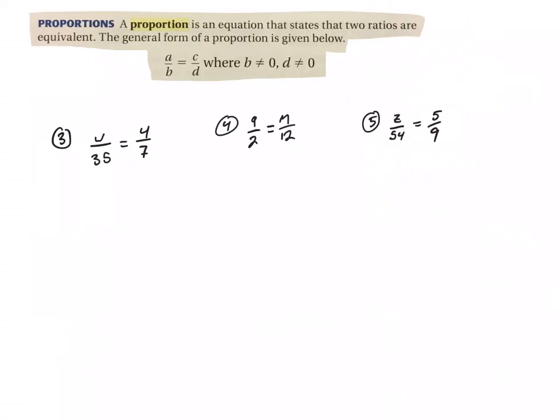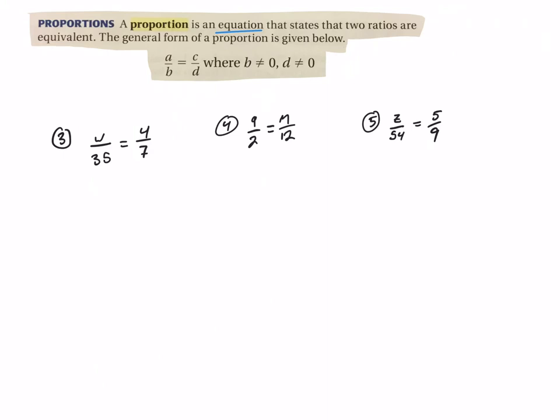Alright, so a proportion now is an equation that states that two ratios are equivalent. The general form of a proportion is a over b is equal to c over d, and those denominators can't be 0 because we're not allowed to divide by 0.